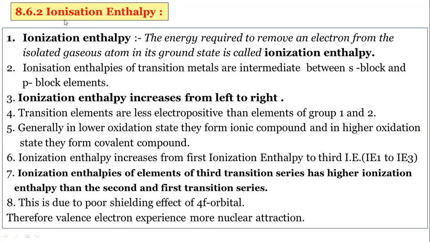Now I'm coming to the ionization energy. In 11th standard, we already discussed the definition of ionization energy. It is nothing but the amount of energy required to remove the most loosely bound electron from the isolated gaseous state. So again, the definition is given for your understanding here. Ionization enthalpies of these transition metals are intermediate between s block elements and p block elements. As you know, these transition elements are kept in between s block and p block. All the properties are also in between. S block elements are more electropositive, p block elements are more electronegative. So the properties of these transition elements, including ionization enthalpy values, are also in between s block and p block.